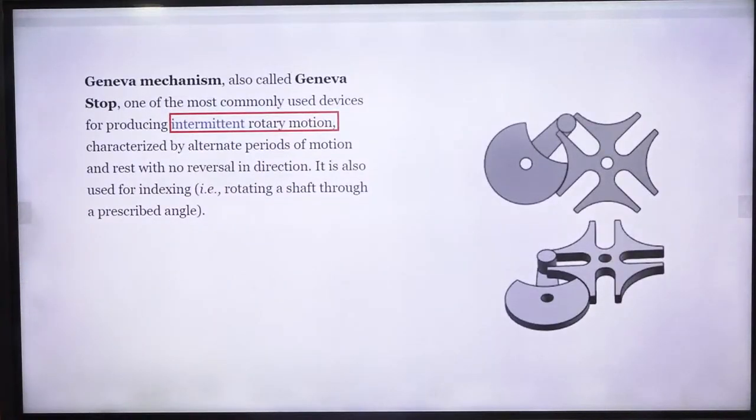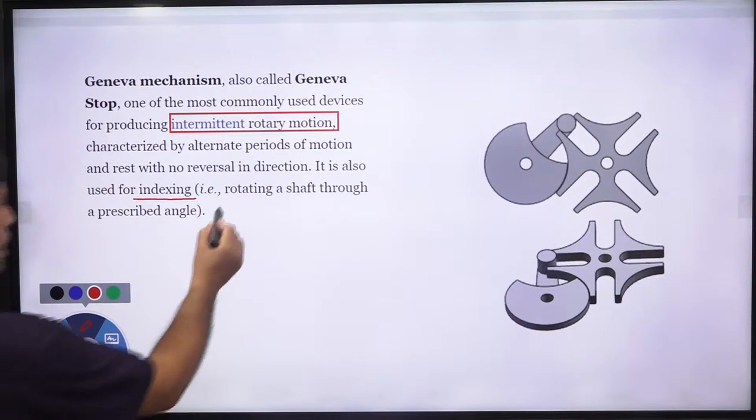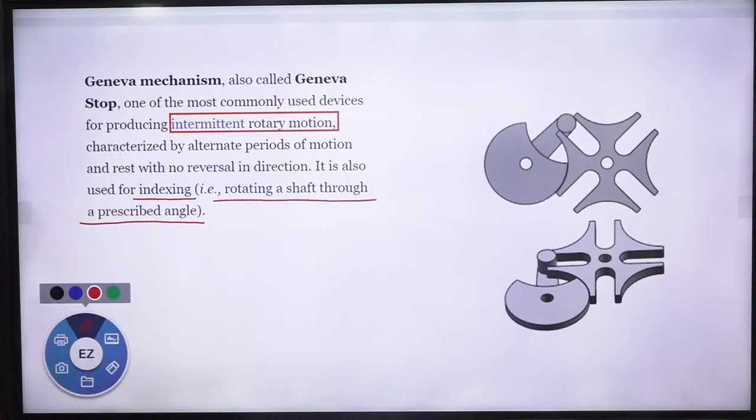Right? So what is the Geneva mechanism? It is one of the most commonly used devices to get intermittent rotary motion. I'm sure you people are noting down the things. Alternate periods of motion and rest with no reversal in direction. So the direction will remain the same. What is the application of this? It is used for indexing, rotating a shaft through a prescribed angle. So what is the main purpose of the Geneva mechanism? It is for indexing. Indexing is rotating a shaft by a particular angle. So the most important application of the Geneva mechanism is to get indexing. That is the main application of the Geneva mechanism.